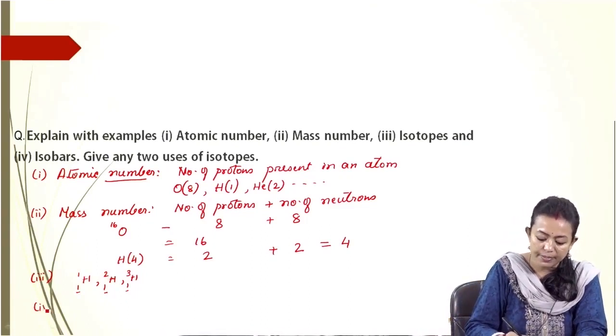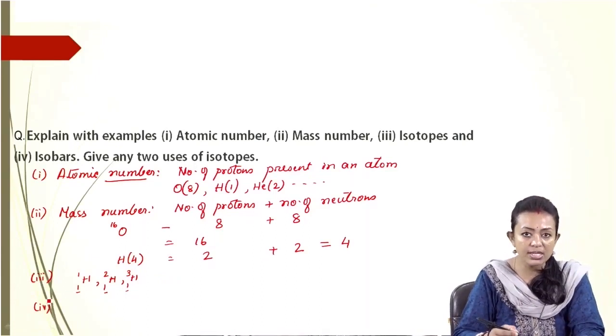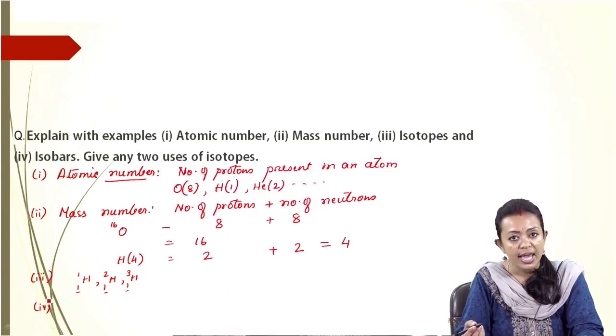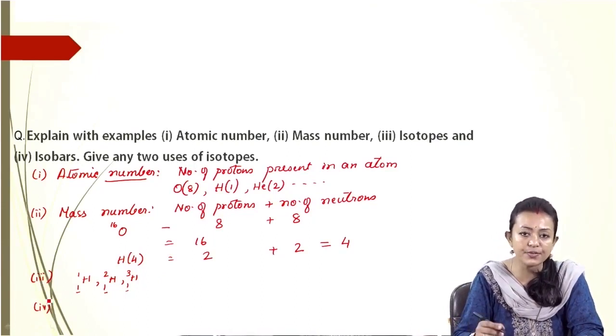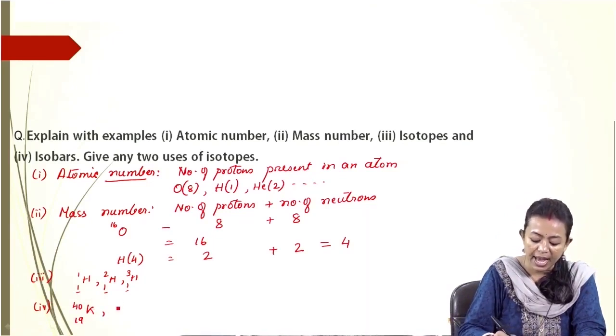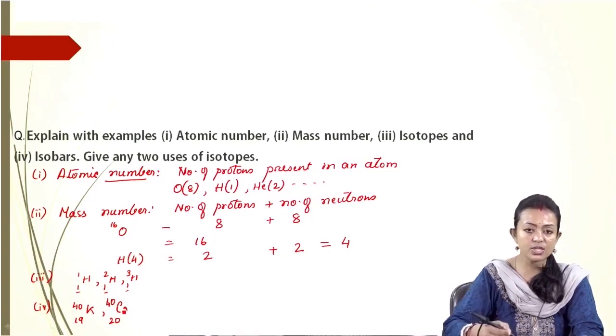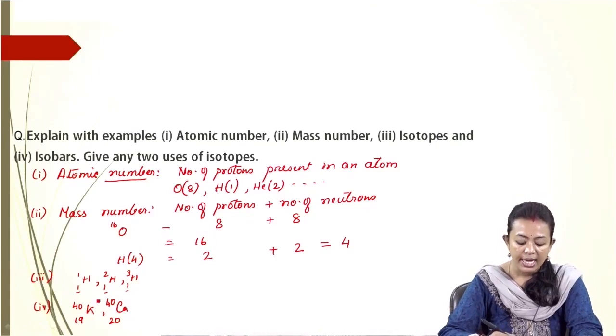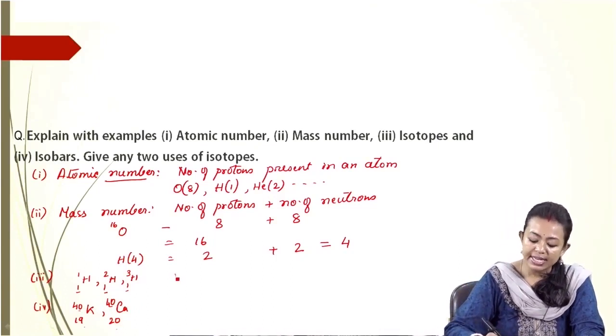Next question, what are isobars? Isobars are atoms of different elements having the same mass number but different atomic number. For example, we can have potassium and calcium. So in these two cases, you see they are isobars, atoms of different elements. Their mass numbers are the same but their atomic numbers are different.